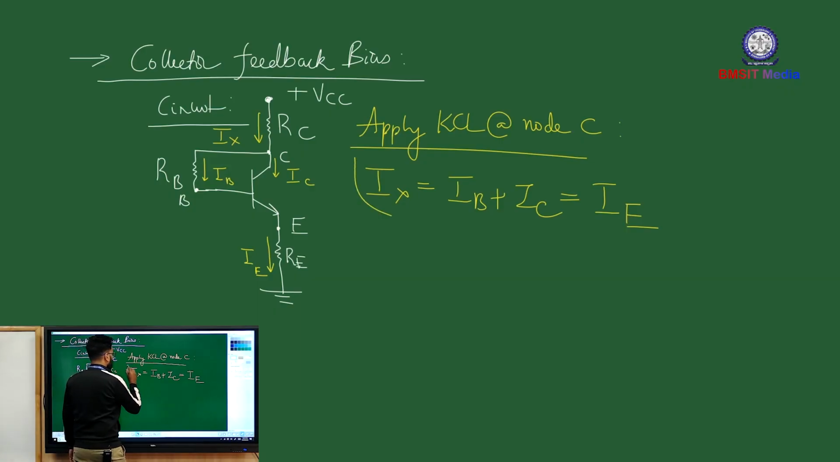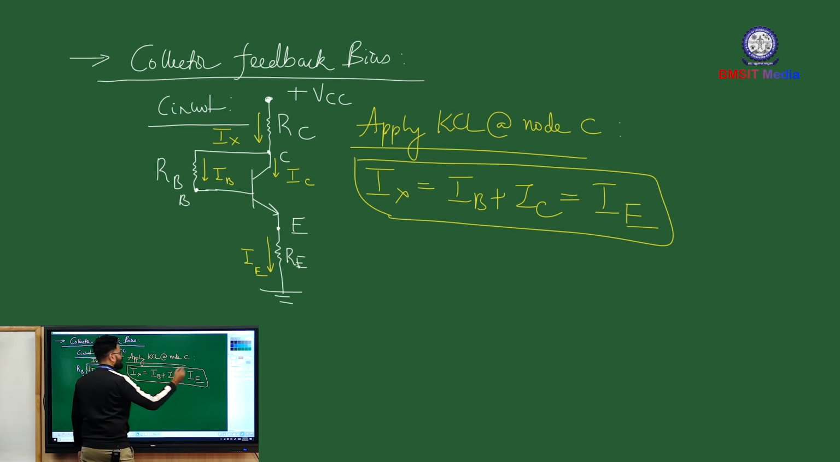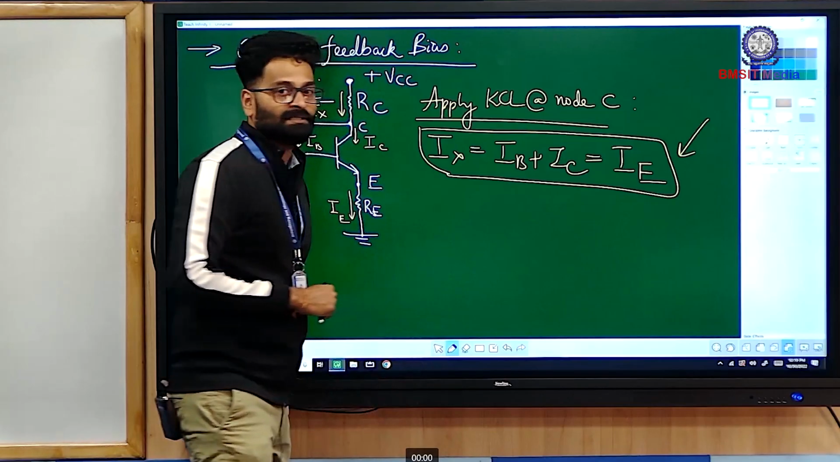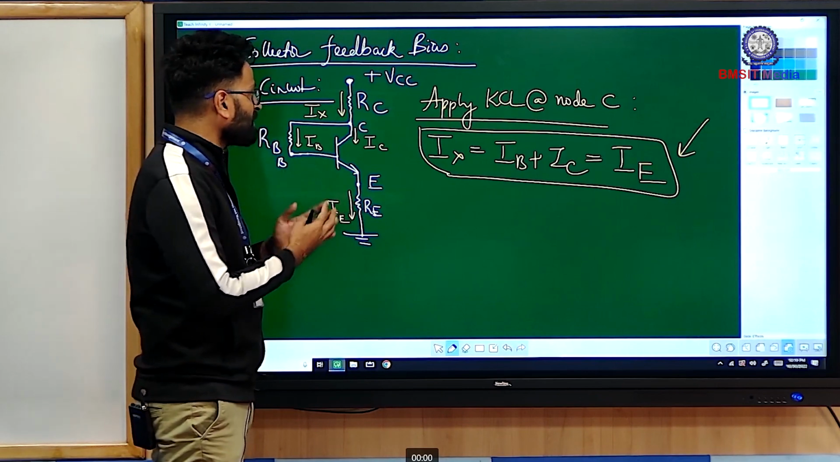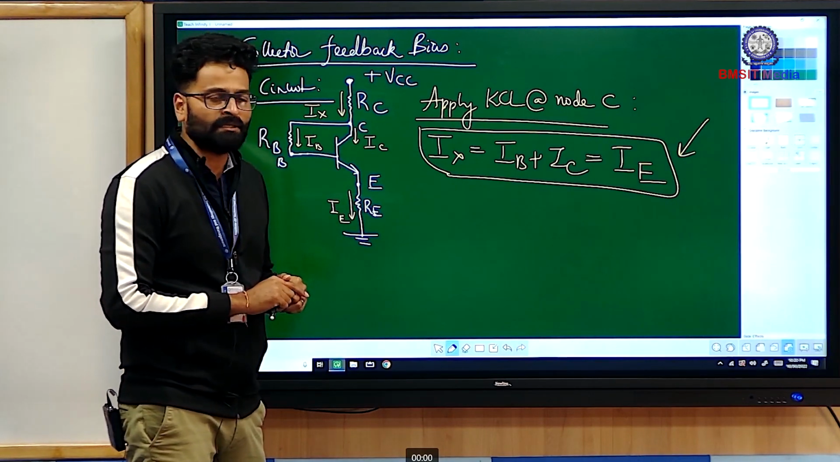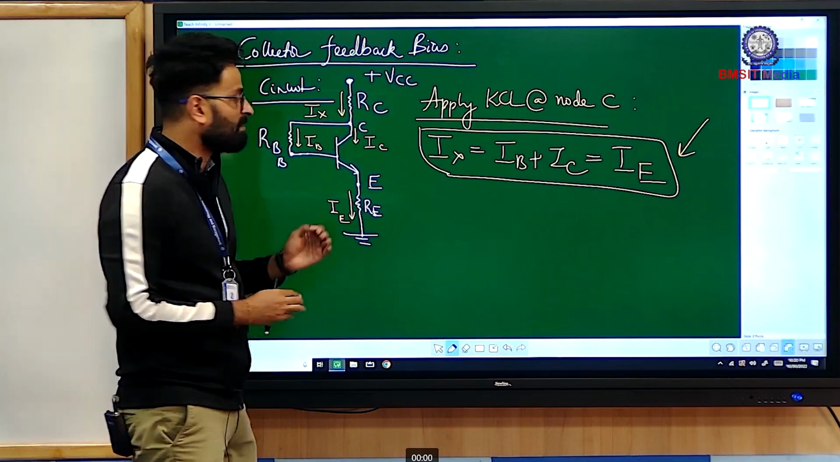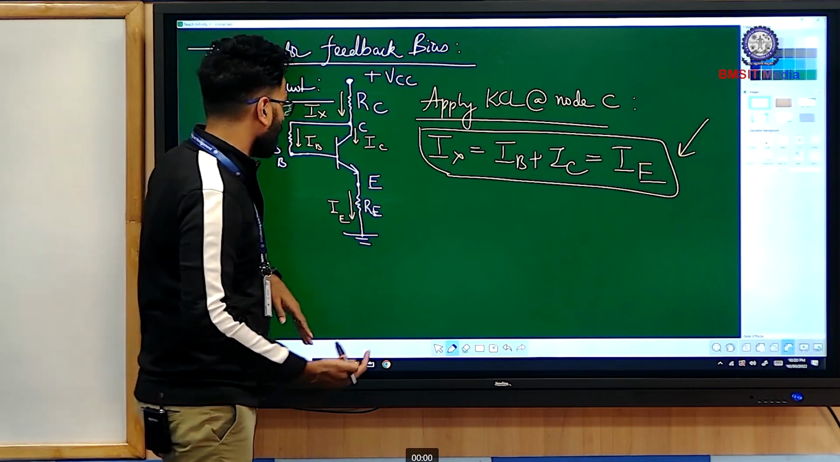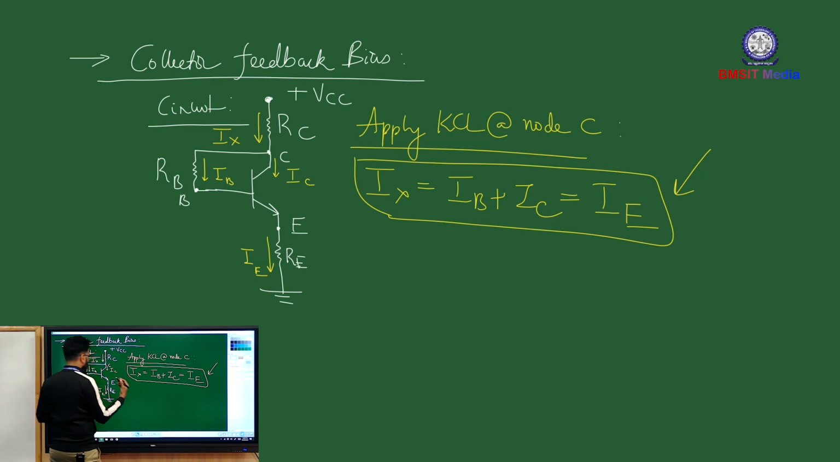So this is the first understanding what we have to fetch from the circuit. Once you understand the current relation, now you have to just apply KVL on the input circuit as well as on the output circuit. Before applying KVL, let us mark the transistor terminal voltages. For example, at the output side, we have terminal voltage VCE, upper side positive, lower side negative, right? That's on the output side.